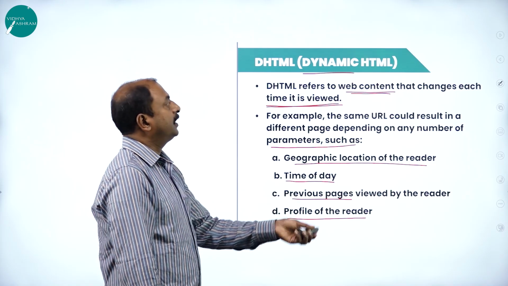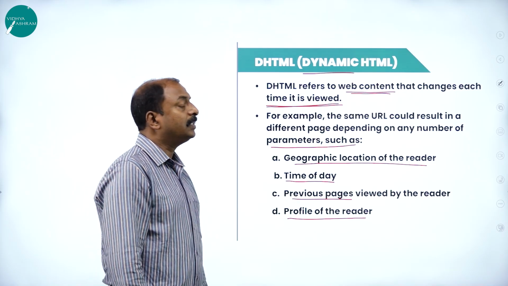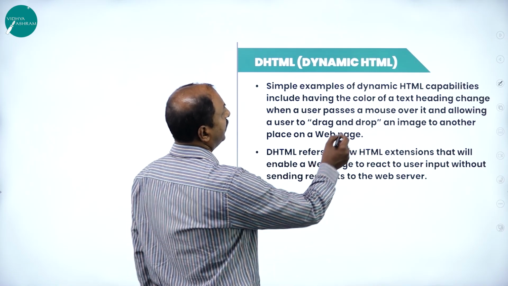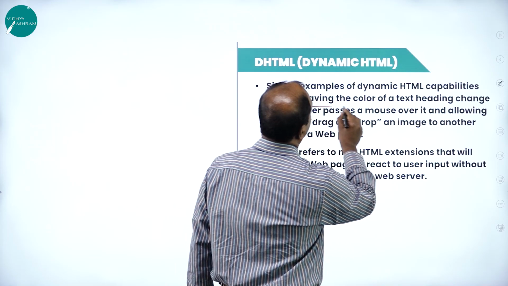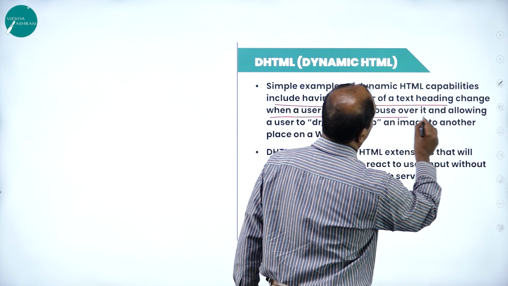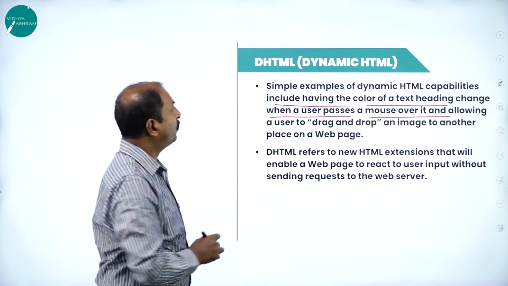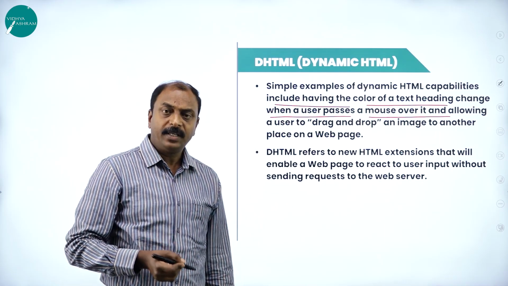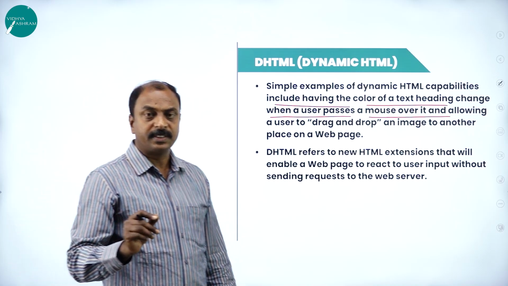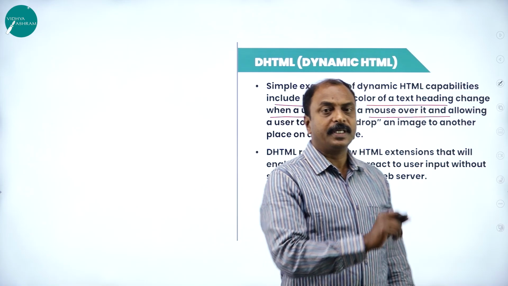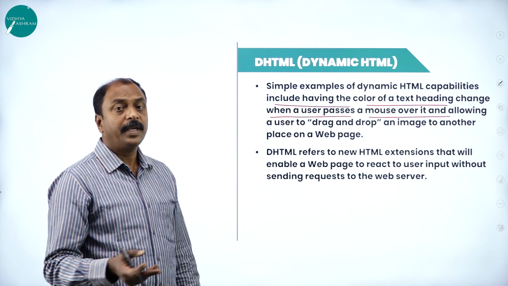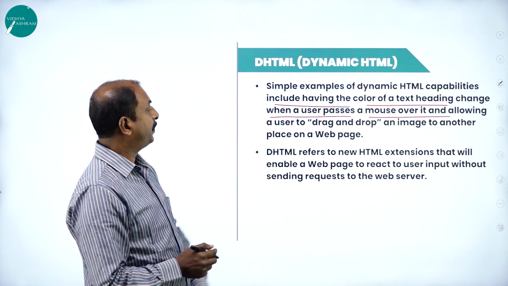Based on this, the web content changes. Here is another example: having the color of the text heading change when a user passes the mouse over it. So this is another example of a dynamic website, where if you move the mouse pointer over the text of any website, the color or font may keep changing. That is one example of this.